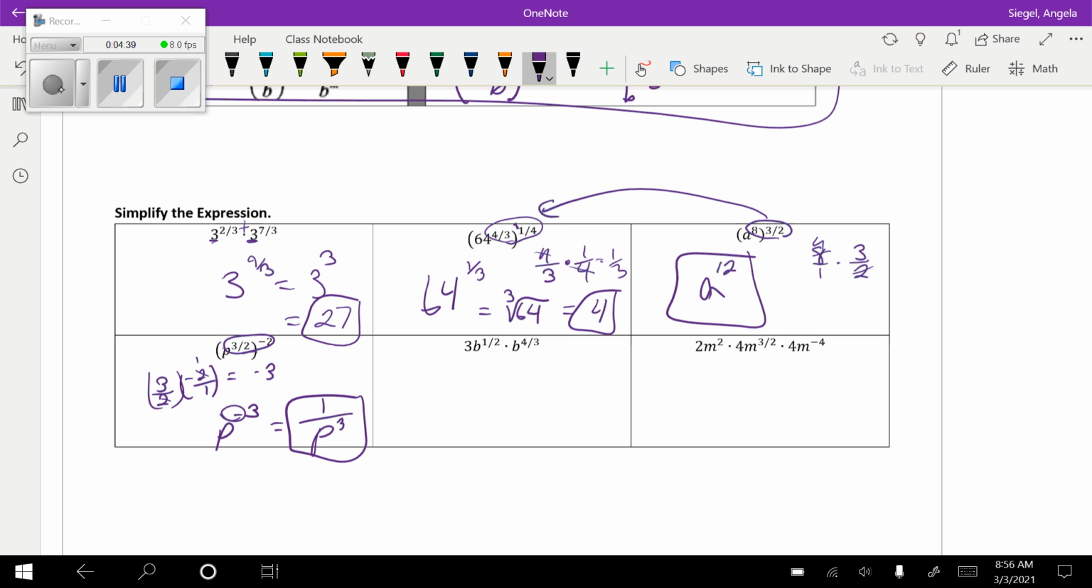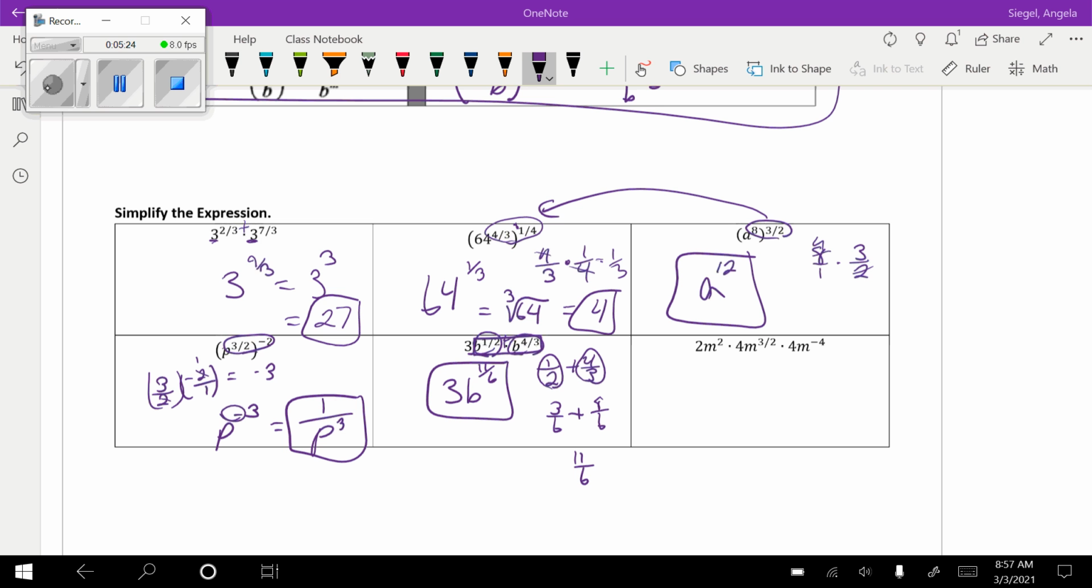Okay, this one, look at this. We're just going to drop that coefficient because it's being multiplied. All of these three things are being multiplied together, so we're just combining the like terms here and here. When you multiply the b's, you add their exponents. So I have 1/2 plus 4/3. If you use a calculator, you know how to work it. To do it by hand, we have to find a common denominator. So 3/6 is our numerator over a denominator of 6, plus 8/6. So we have 11/6. So 3b to the 11/6 power.